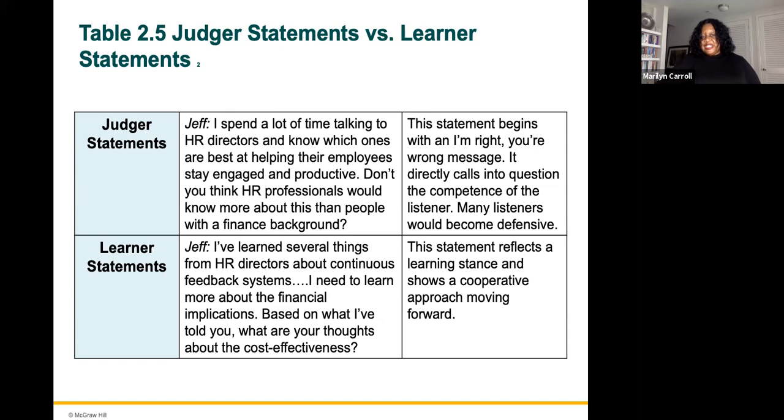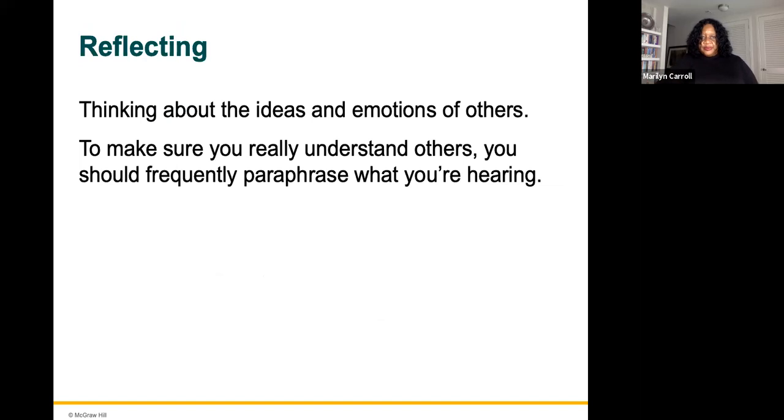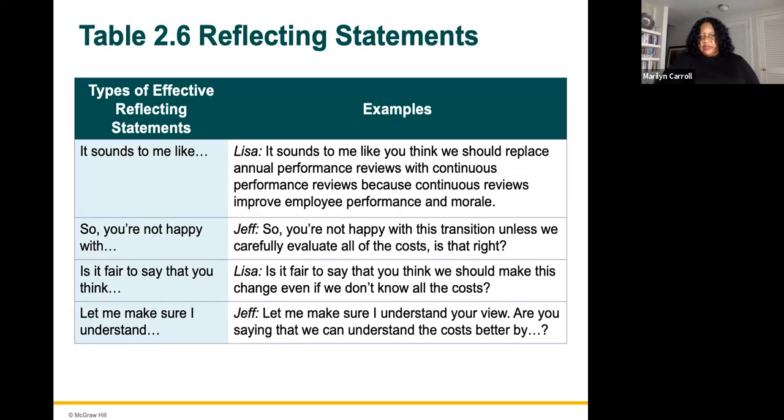How would you handle these statements if it was you and you were put into a compromising position, where you were having to have a dialogue with somebody and convince them about something? Reflecting means thinking about the ideas and emotions of others to make sure you really understand them. You should frequently paraphrase what you're hearing.